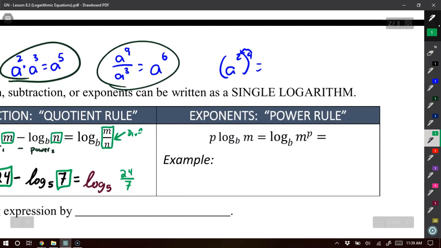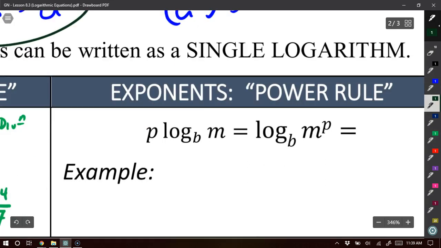Now, this one's a little weird. It's the power rule of exponents. If you have a coefficient, and I'm going to break it down this way, P for power, of course. If I have a power, I'm multiplying it to another power. So this first one right here, we can call that power 1.